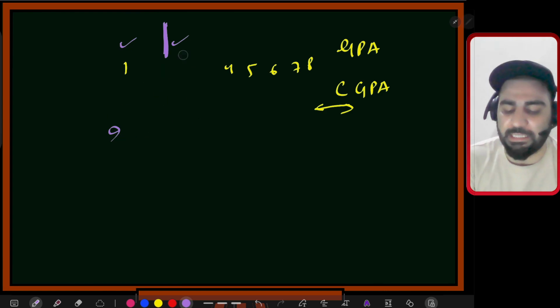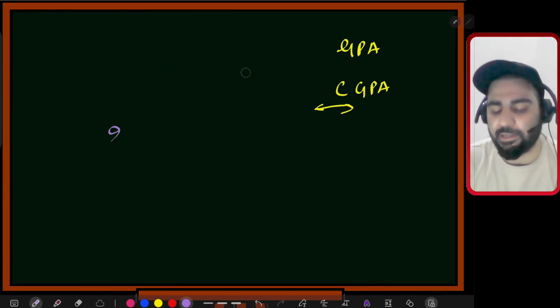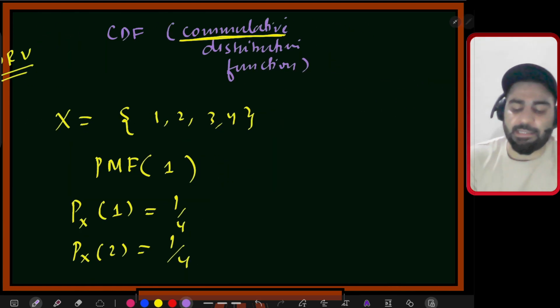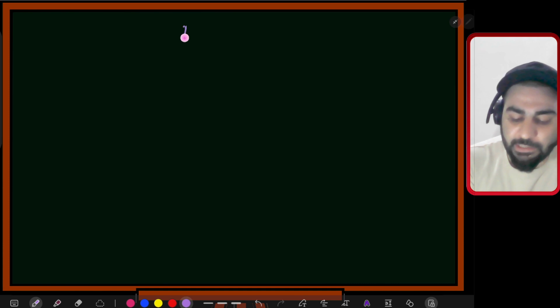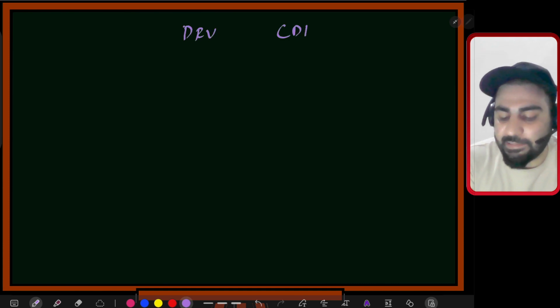So that's what the CDF is. The CDF again is some sort of function. It's a function, but for a discrete random variable, it's a step function. So for a discrete random variable, the CDF is a step function. We'll see what a step function is.